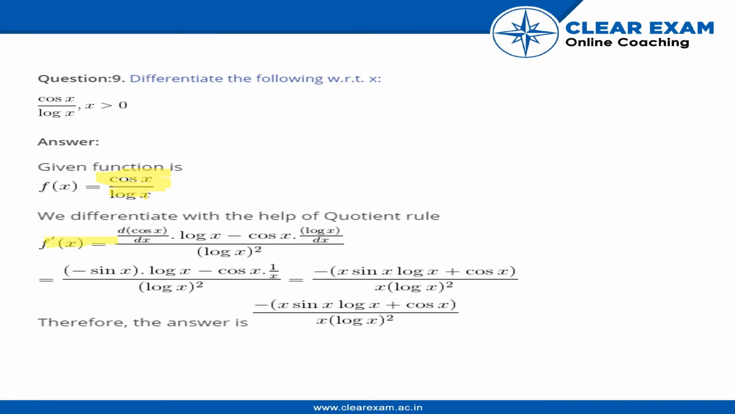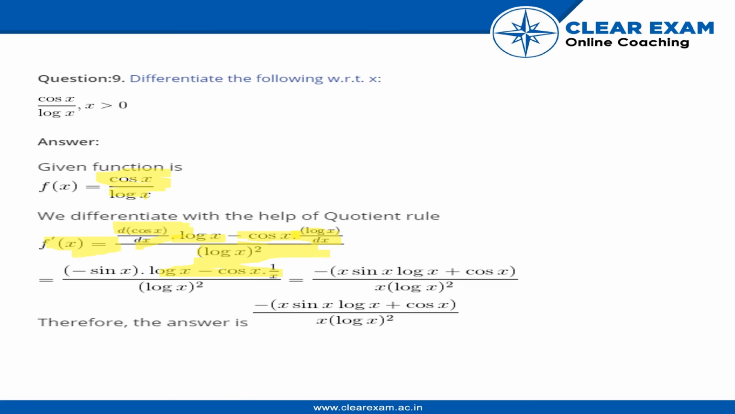Hence, f dash x equals d by dx of cos x into log x minus d by dx of log x into cos x, whole upon log x the whole square. d by dx of cos x is minus sin x and d by dx of log x is 1 by x.